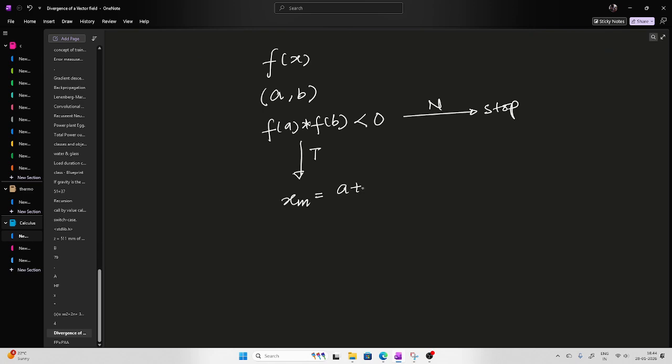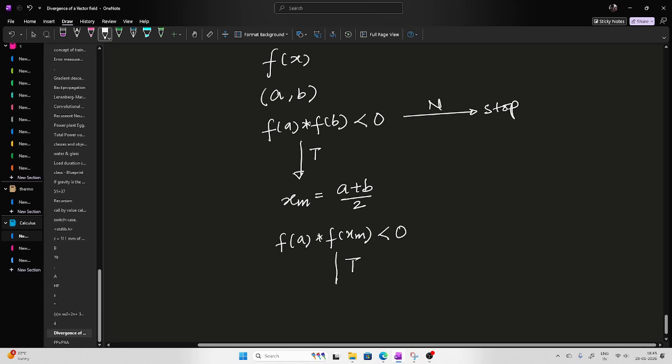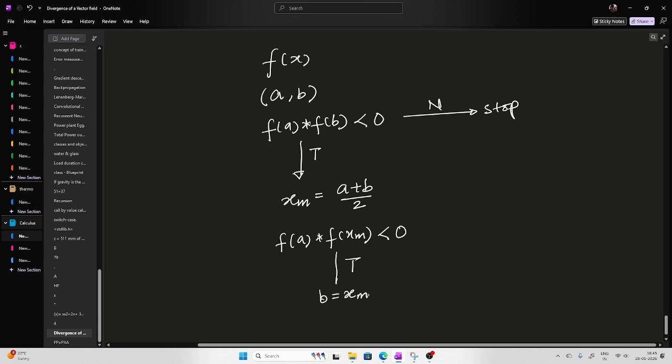Once the mean is evaluated, you check whether fa times fxm is less than 0 or not. If it is true, then a remains as such. You needn't change a. You just have to change the b part. So b will now be xm. If this becomes false, then you have to change a and replace it by xm.